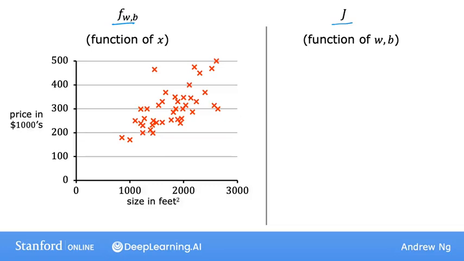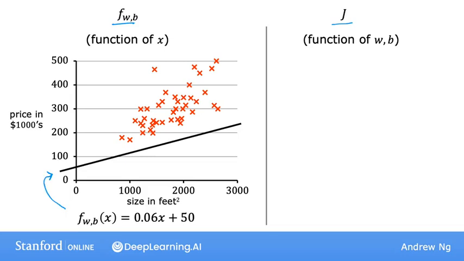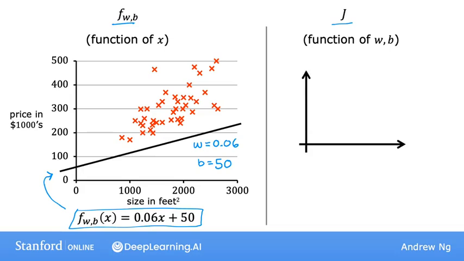Let's say you pick one possible function of x, like this one. Here, I've set w to 0.06 and b to 50. So f of x is 0.06 times x plus 50. Note that this is not a particularly good model for this training set. It's actually a pretty bad model. It seems to consistently underestimate housing prices. Given these values for w and b, let's look at what the cost function J of w and b may look like.